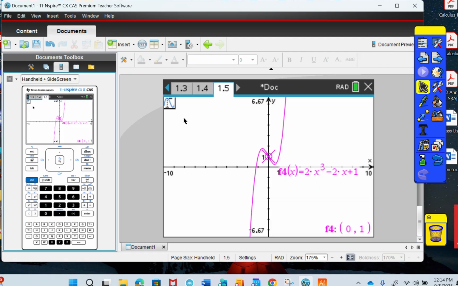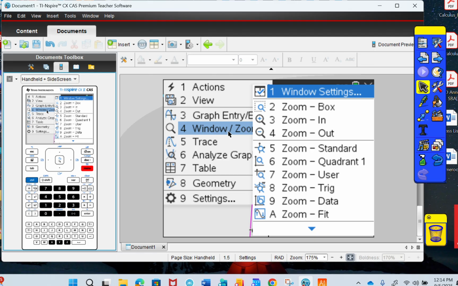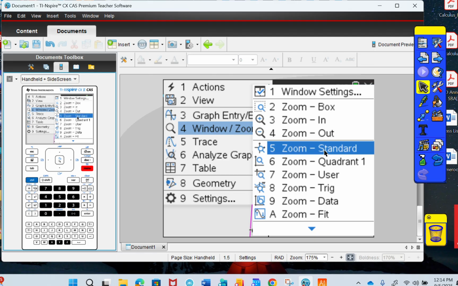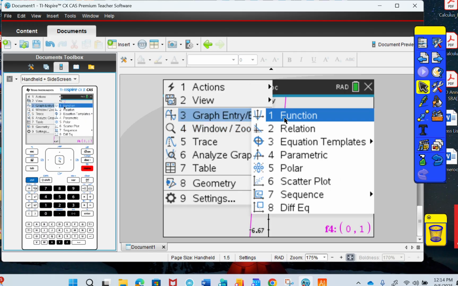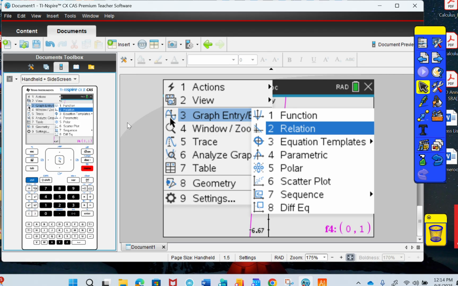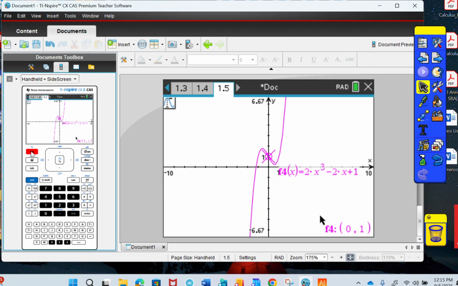So if you're in a graph page and you have to reset anything, you go to the menu button. And most of the time you're going to be in Window Standard. And then graph entry will reset you to function if you're stuck in relation. Delete, delete, delete gets you a clean graph. And you got your escape button that pretty much gets you out of any tabs that you've got open.